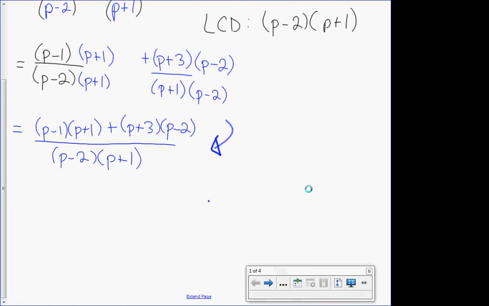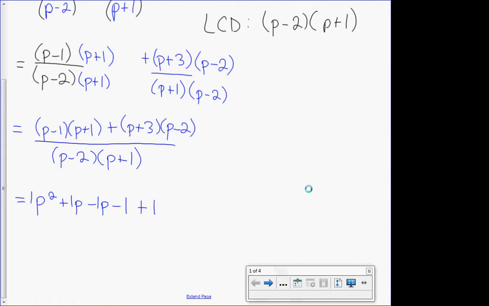Okay, so now what I'm going to do is multiply this out. A lot of times I draw my arrows and stuff, but I'm not going to do that here. I'm just going to multiply these things out. So p times p is p squared. P times positive 1 is plus 1p, and I'm going to just throw the 1s in there. So I have negative 1 times p is negative 1p, and then negative 1 times 1 is negative 1. And then plus, because I have a plus there, I don't need to separate my p minus 1, p plus 1 multiplied out, and my p plus 3, p minus 2 multiplied out. I don't need to separate those. But when I have a minus sign, it's a different story, which we'll see in one of the upcoming examples.